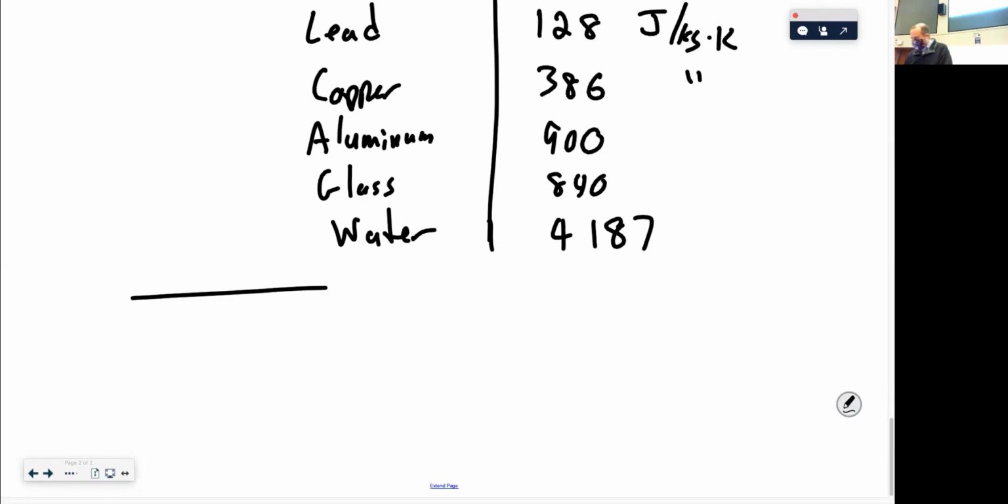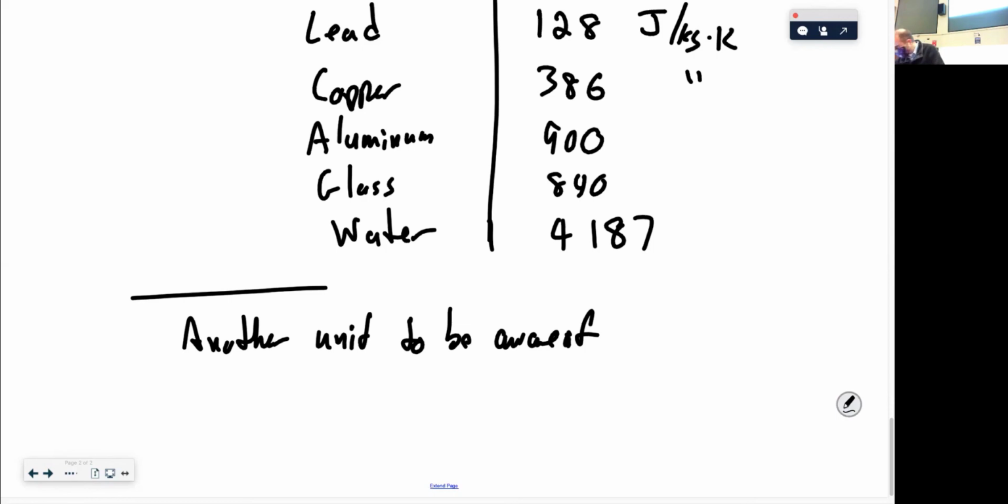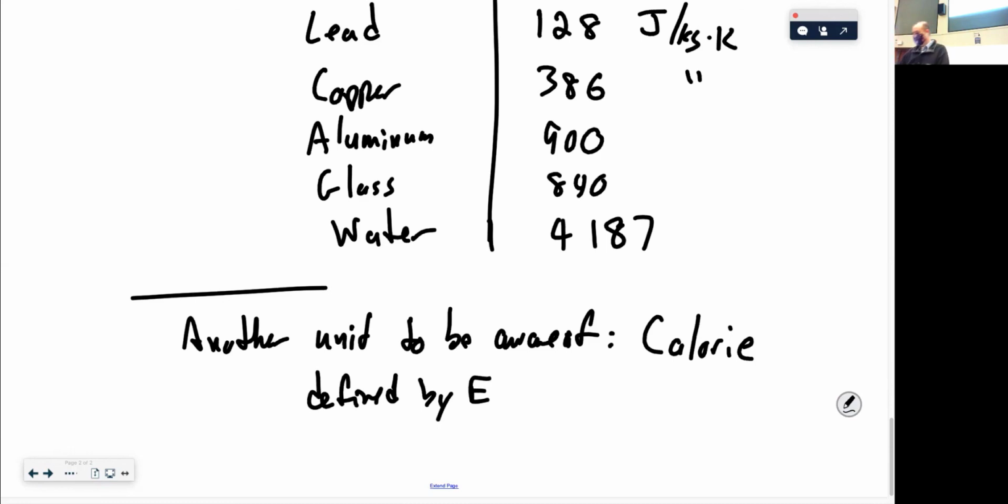Okay, there's another unit to be aware of. As we go through this unit, we're going to be talking about some different things. That's the calorie. Again, it's probably the chemists' fault that we use the calorie. We would never use calories, but sometimes you'll see calories come up. Don't be thrown by that. It's pretty simple. The calorie is defined by the energy needed to raise 1 gram of water by 1 Kelvin.